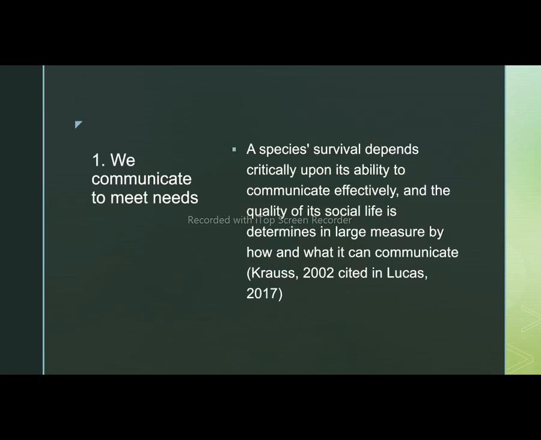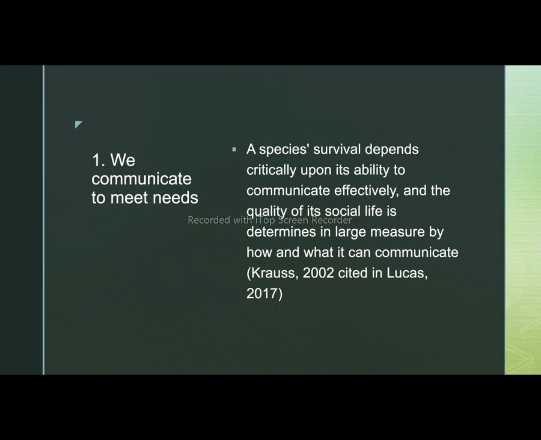Next one is functions of communication. In this one, we are going to talk about what the uses are. Basically, what is the use of communication at all? Let's start this. Number one, we have needs, or we communicate to meet our needs.